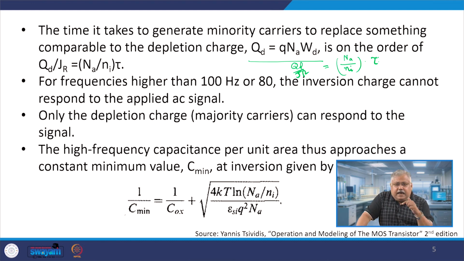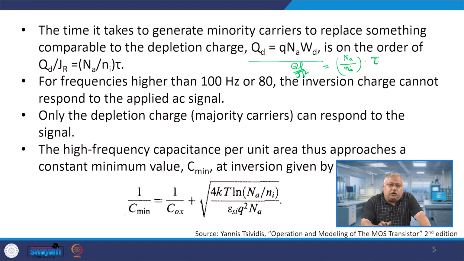So, if your Na increases, or the acceptor ion concentration increases, this equation QD by Jr will go on increasing, which effectively means that you will have a larger ratio of the depletion charge available. Now, the time taken to generate minority carriers is approximately equal to the depletion charge. So, if the depletion charge is larger, it will make it difficult for you to actually respond to the input signals, right. So, that is the reason.